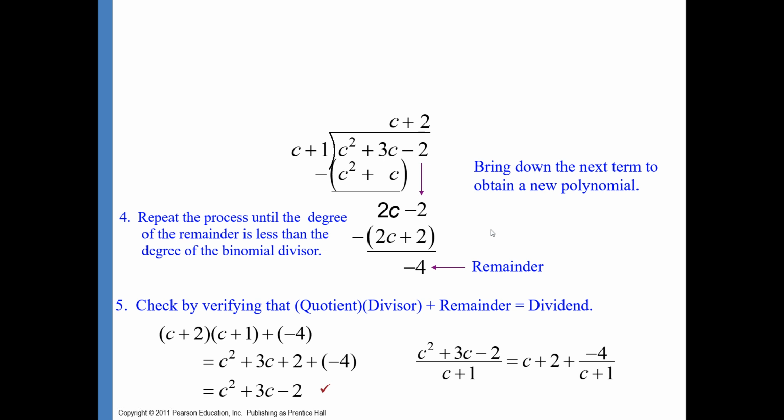Okay. Now they go through this other process. So you could check this. If I were to multiply C plus 2 times C plus 1, if I were to FOIL that out and then add this extra term, I should get what I started with, and I do. So that is a way to conveniently check, like on a test, before you hit submit.